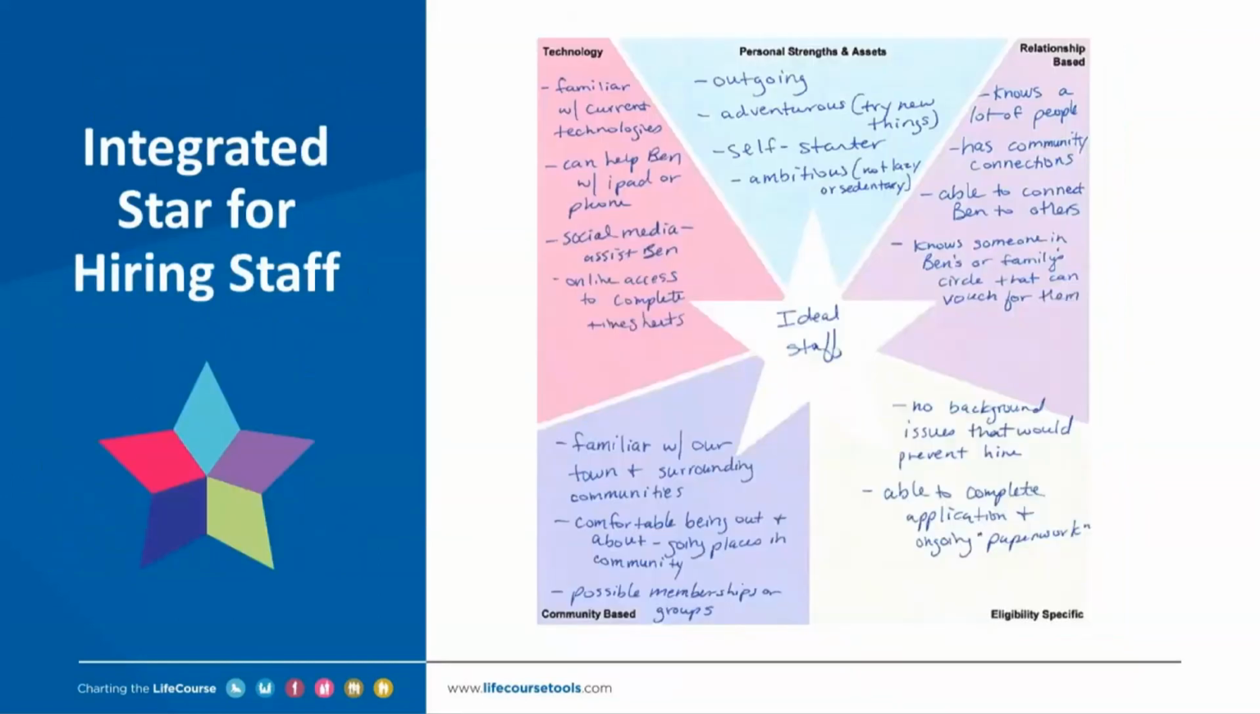This is how we use the STAR for hiring staff. Again, similarly, we use the trajectory to really help us think about good staff. This is a way that we really think about what are the assets, or what are the supports or type of things that a person has that would make them ideal staff. So if they know a lot of people, or they have good community connections, that's good for Ben, because they can connect him to more people. We want them to be outgoing and adventurous and a self-starter in their personal assets and strengths. We want them to be good at technology so they can help Ben get better at technology. We want them to be familiar with the community so they can get him out and about in lots of different ways.